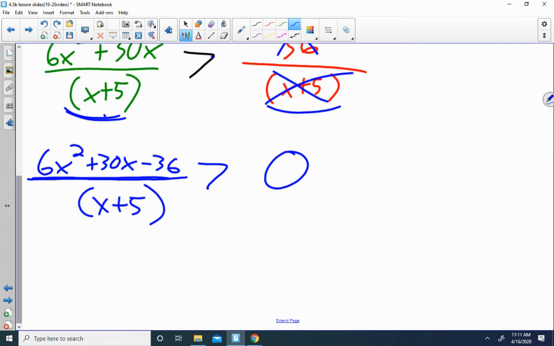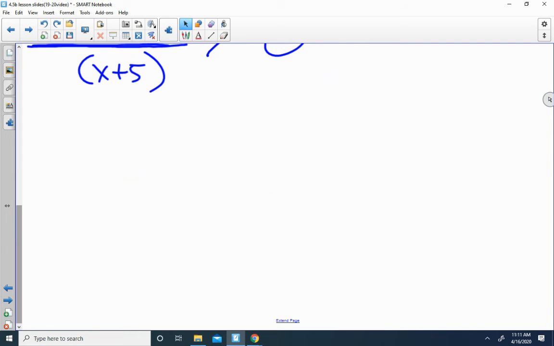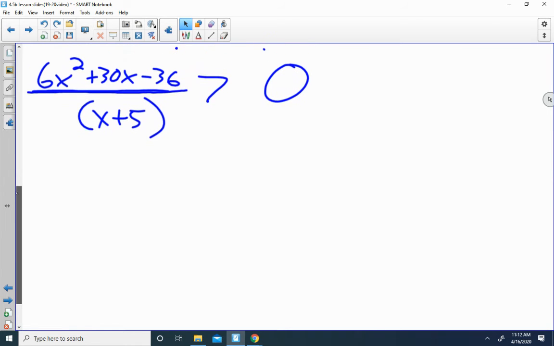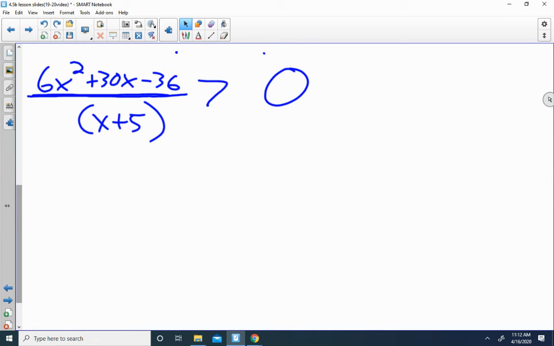Okay. However, we're good now so far. We have one rational expression on one side and 0 on the other. But there is a bit of factoring that we still need to do. And we do actually need to factor the top because it'll make it much easier for the top and bottom part on the next slide.